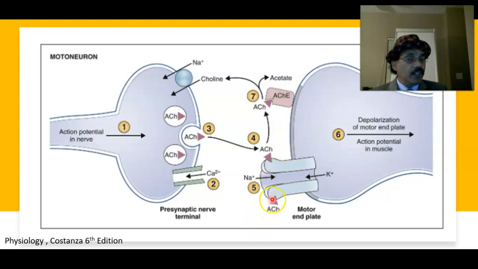Once it is attached there, this channel will open and sodium will get in, potassium will get out. There will be equilibrium in favor of action potential in the muscle. So depolarization of the motor end plate will take place. The action potential in the muscle will continue, go to the T tubule, and cause the muscle filaments to glide one on the other, and there will be muscular contraction.